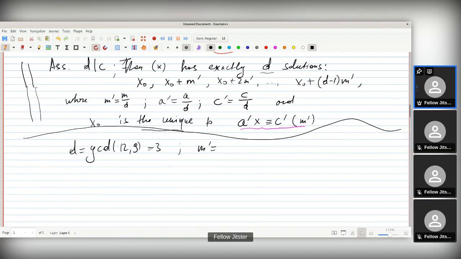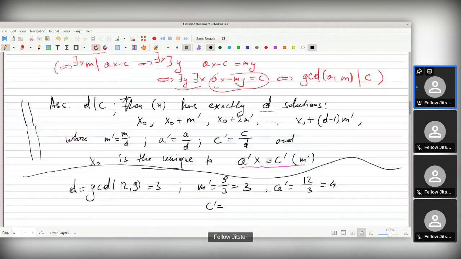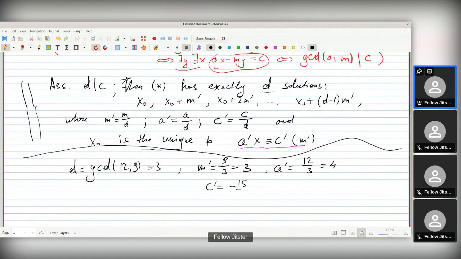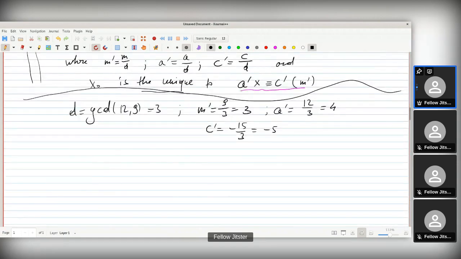So what is m prime? 9 over 3, that is 3. a prime, 4. c prime, -5. What was c? c was minus 15. So minus 15 over 3. It is divisible by 3, so the result is -5. So we have another congruence, this one, for which we know one and only one solution exists.